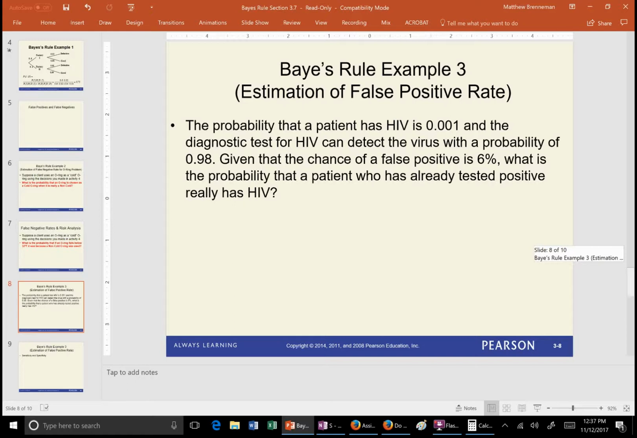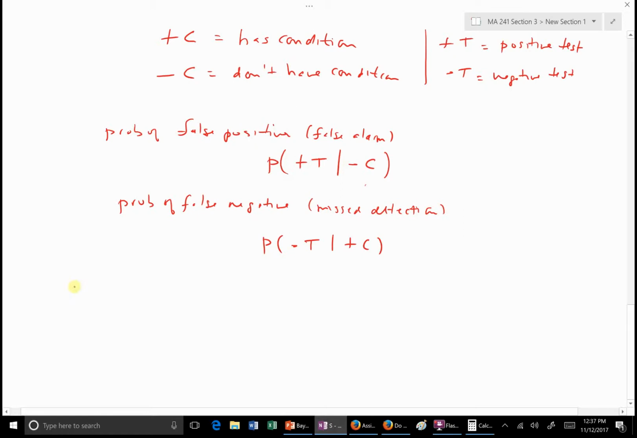Okay, so let's break this down in the beginning. The probability that a patient has HIV is telling me the probability that the person has the condition. So what I know from this is, in the AIDS example, the probability that the person has the condition is 0.001.